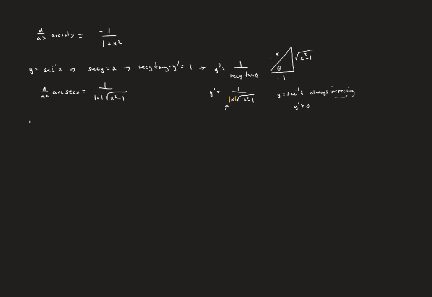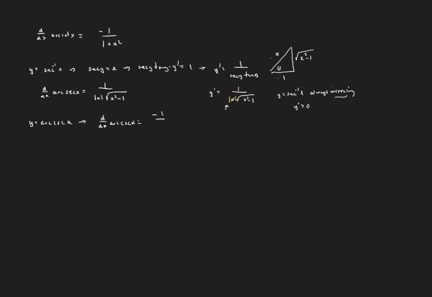In a similar fashion, if we have an arc cosecant of x, then its derivative, so let me write it, the derivative of arc cosecant of x is going to be a negative.